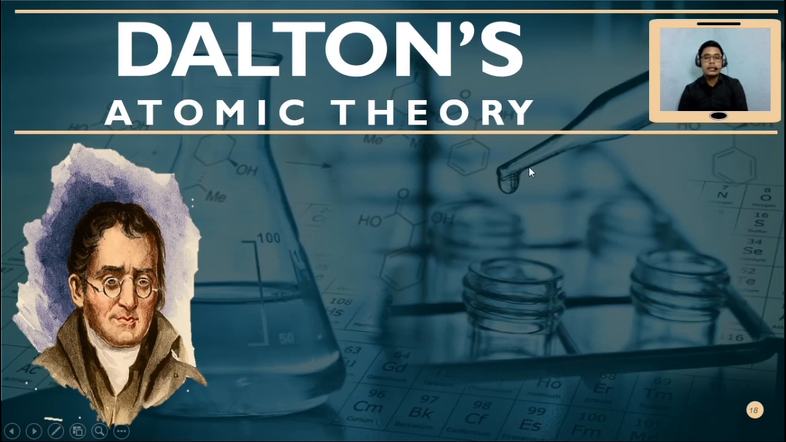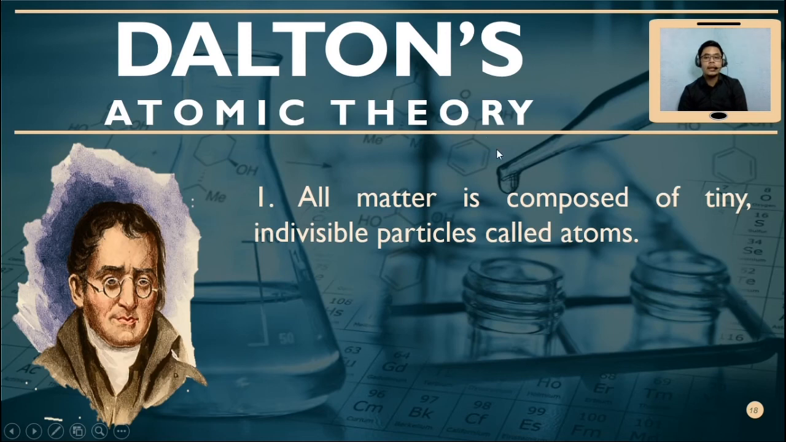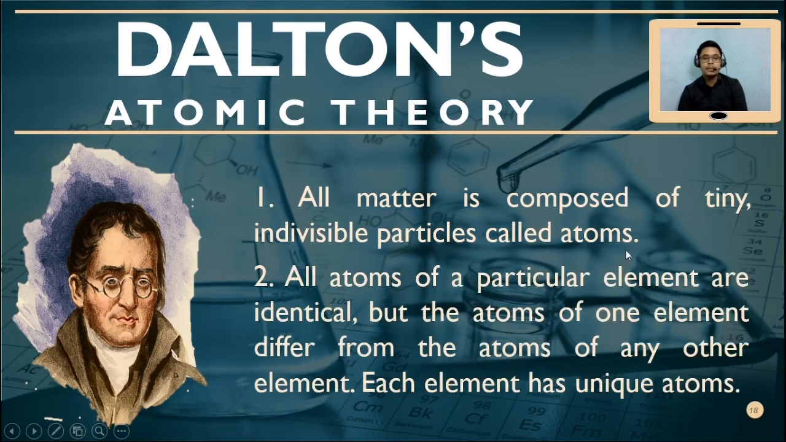So actually it states the following. First, all matter is composed of tiny indivisible particles called atoms. Second, all atoms of a particular element are identical, but the atoms of one element differ from the atoms of any other element. Each element has unique atoms. For example, the atoms of hydrogen are different from the atoms of helium, or the atoms of helium are different from the atoms of carbon, and so on and so forth. Take note, each element has unique atoms.